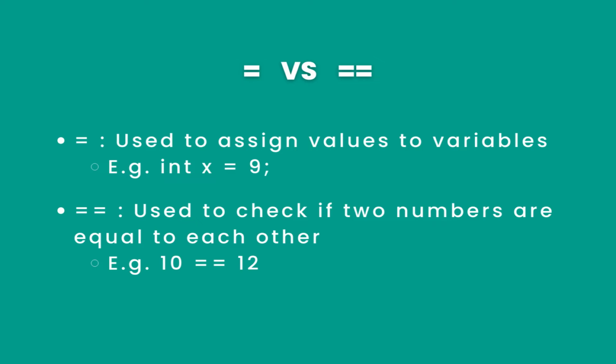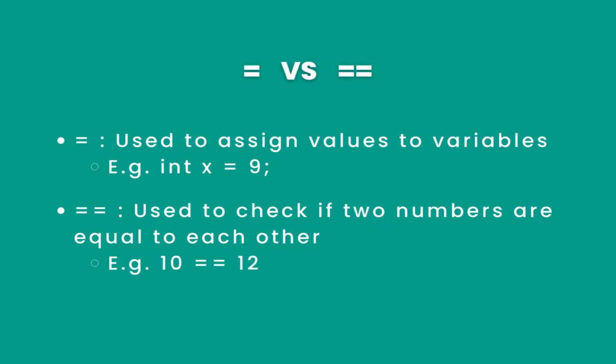We would use a double equal to when we want to check whether two numbers are equal to each other. For example, if I want to check whether 10 and 12 are equal, then I would write 10 is equal to 12. And I could say that only if 10 is equal to 12, then the code inside the if statement will run.